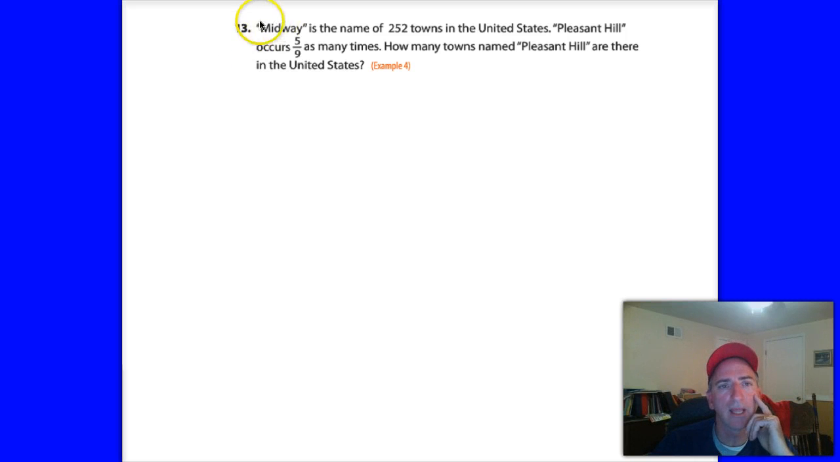Always understand the question. Midway is the name of 252 towns in the United States. Pleasant Hill occurs 5/9 as many times. How many towns named Pleasant Hill are there in the United States? Well, let's start with this. We know Midway is the name of 252 towns, so you've got about 250 towns across the country named Midway. And then they tell you that Pleasant Hill occurs 5/9 as many times.